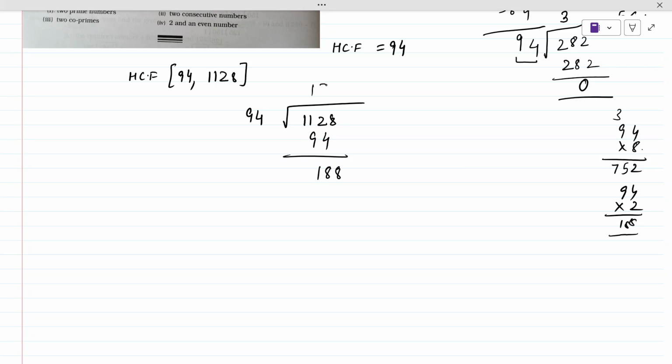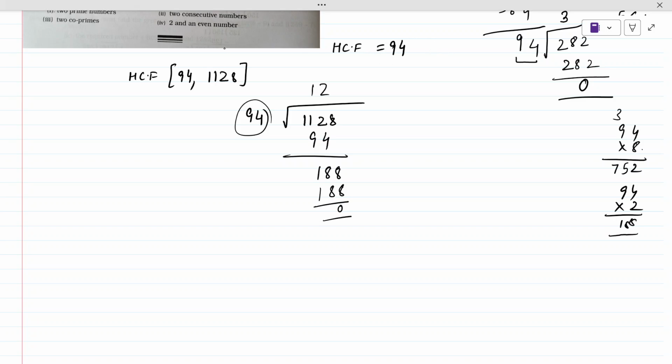So this is 12. This is completely divisible, right? So if I divide this, this is completely divisible. So since this is completely divisible, kids, that means we have 94 as the HCF of these two numbers also. So I hope you have understood what we have done. We have found the HCF of the first two numbers, which is 94.